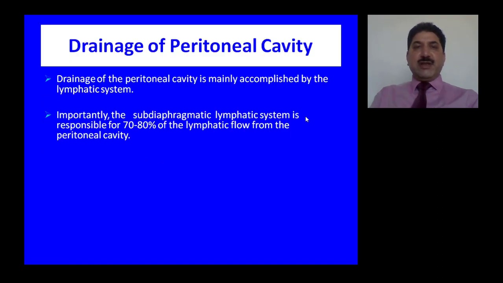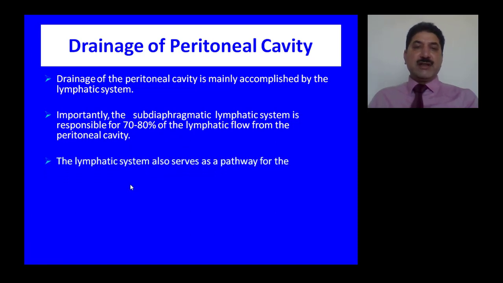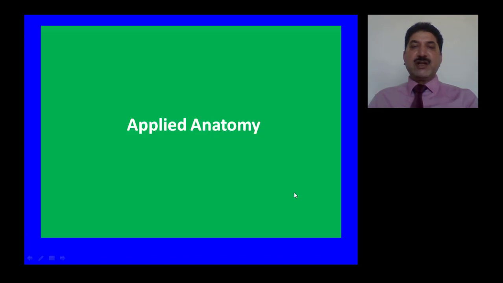Drainage of peritoneal cavity. Drainage of peritoneal cavity is mainly accomplished by the lymphatic system. Importantly, the subdiaphragmatic lymphatic system is responsible for 70-80% of the lymphatic flow from the peritoneal cavity. The lymphatic system also serves as a pathway for the removal of foreign substances and macromolecules from peritoneal cavity.